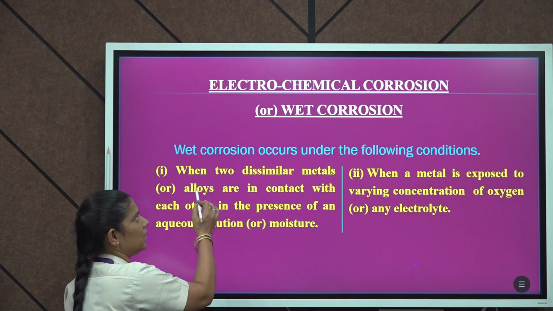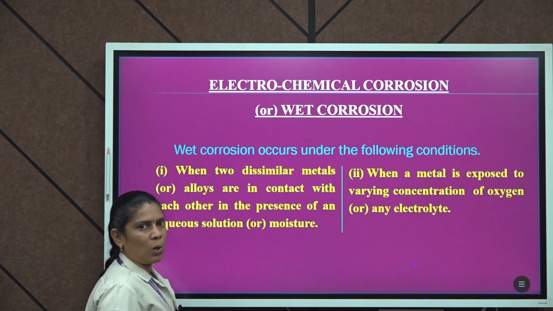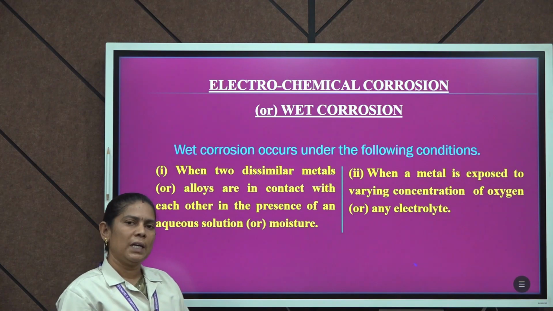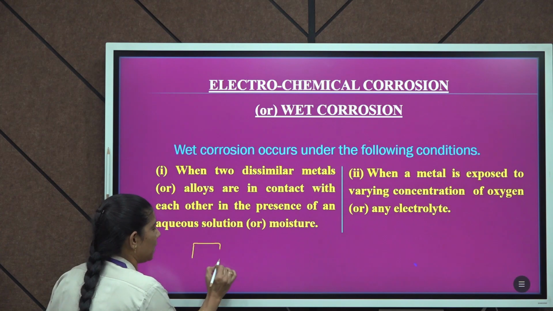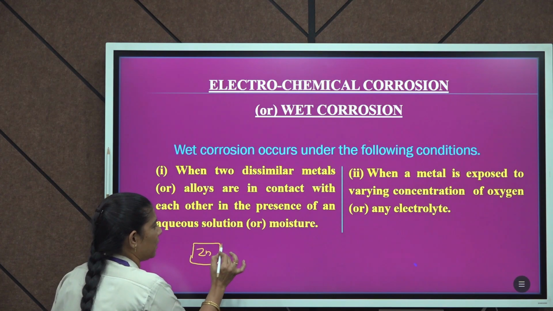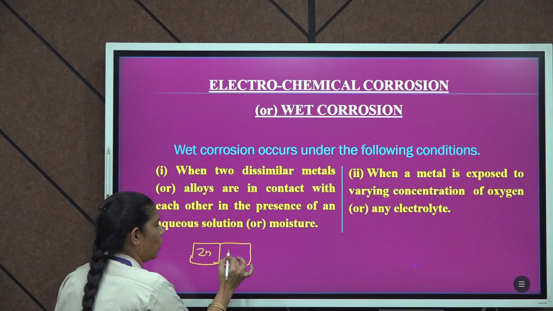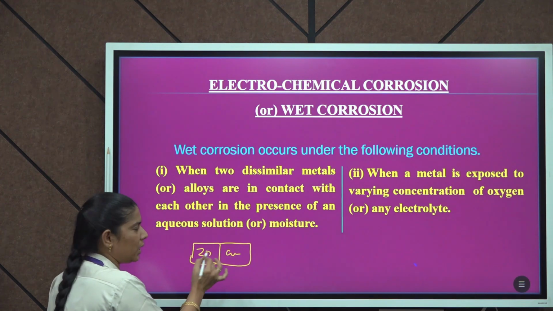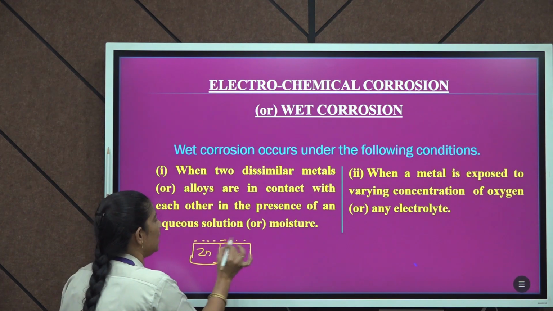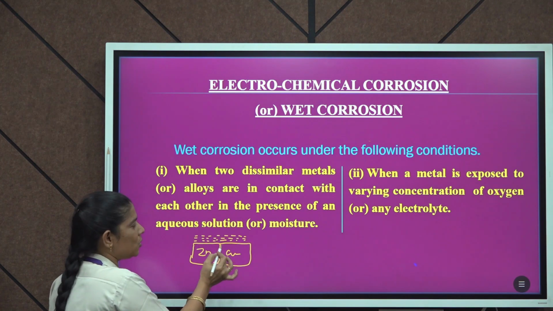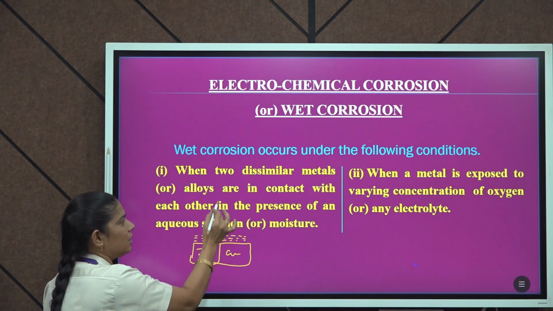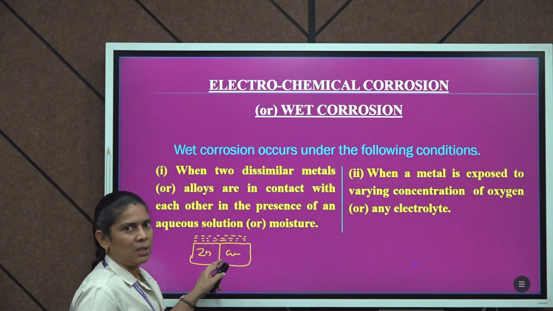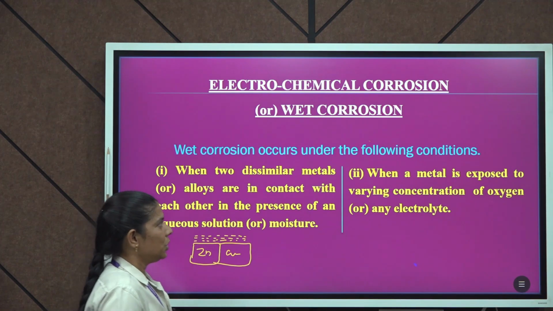The first condition: when two dissimilar metals are in contact with each other in the presence of an electrolyte, corrosion occurs. Consider this a metal piece, zinc metal, coupled with copper. This bimetallic contact is exposed to an environment that has moisture. So, this is an electrolyte in contact with a bimetal. Here corrosion occurs. This is the first favored condition when wet corrosion occurs.